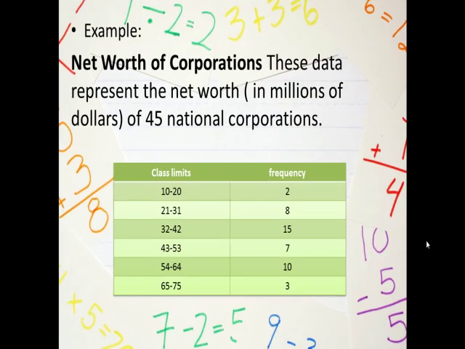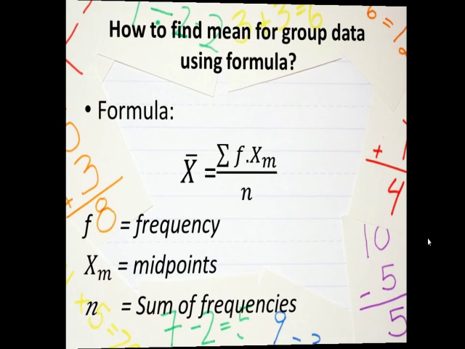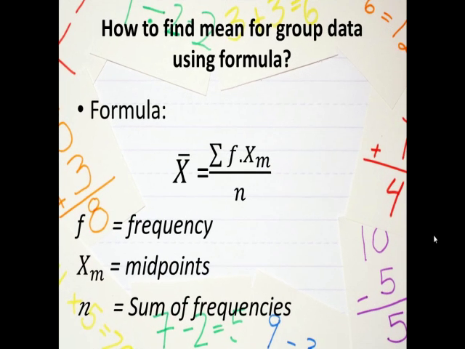For example, this data below represents the net worth in millions of dollars of 45 corporations. Take note of how to write the class limits. We should not make the values overlap between classes. How can we solve the question earlier? The solution is we can use the formula below.